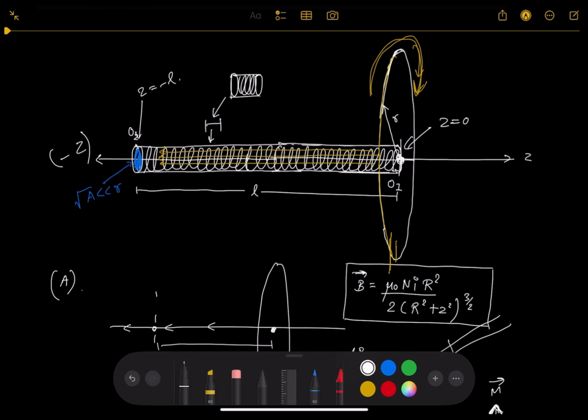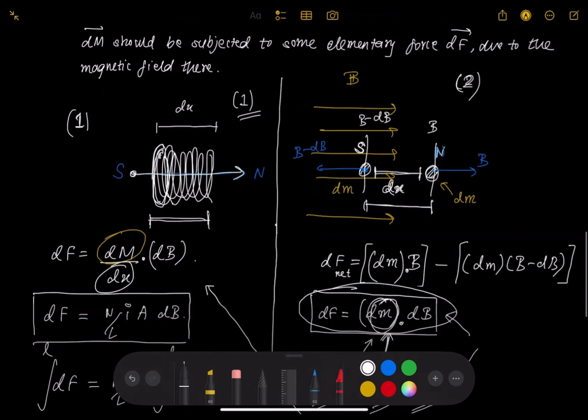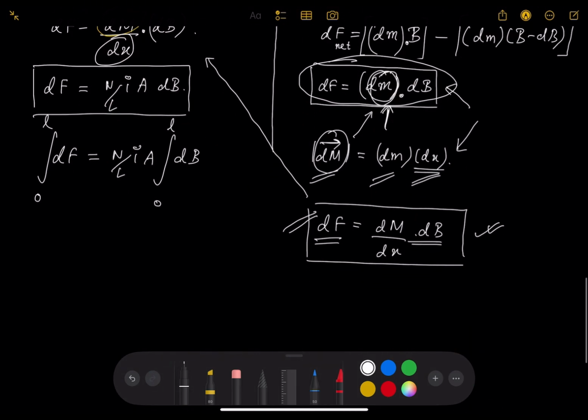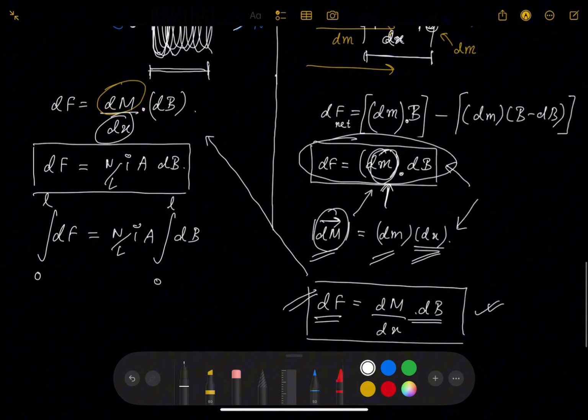So the magnetic field is going to look like this inside of the solenoid. And if that is the direction of the magnetic field, that is also the direction of force that is going to be experienced by the elementary dipoles, right? So the solenoid is going to be attracted towards the loop. It's an attractive force that the solenoid is experiencing, right?